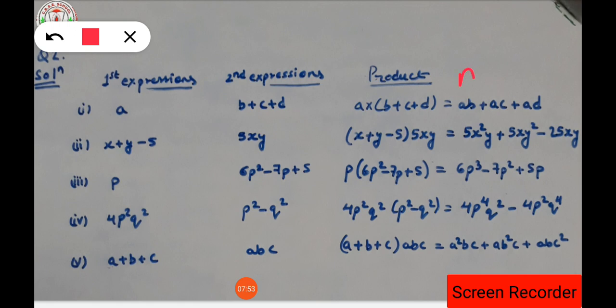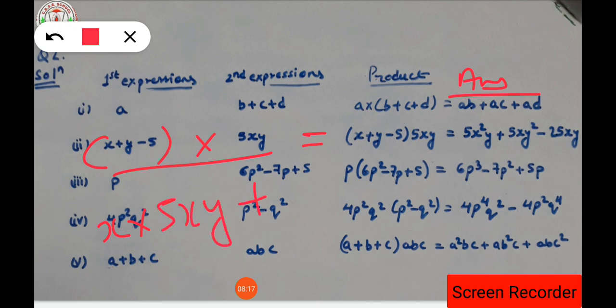Okay, so when x plus y minus 5 is the first expression, it will multiply with the second expression, isn't it? So the result will be how much? 5xy will multiply with x, so it will become x into 5xy, then plus y into 5xy, then minus 5 into 5xy will be there. In this way we are going to multiply.